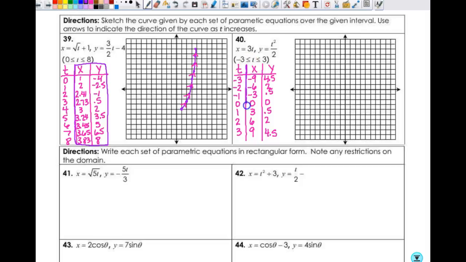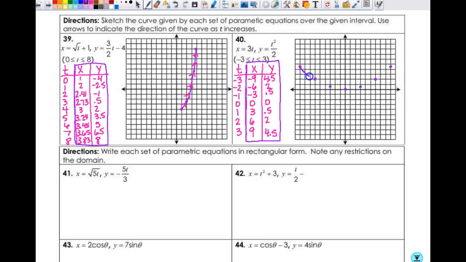Once again, what I'm graphing is x and y. T affected the values but does not get put on the graph. So when I'm at -9 for x, 1, 2, 3, 4, 5, 6, 7, 8. At -9, I'm at 1, 2, 3, 4.5. Then -6, 1, 2, 3, 4, 5, 6. I'm at 2. Then at -3, at 0.5, 0, 0. Then at 3, I'm at 0.5, 6, I'm at 2, 9, I'm at 1, 2, 3, 4.5.